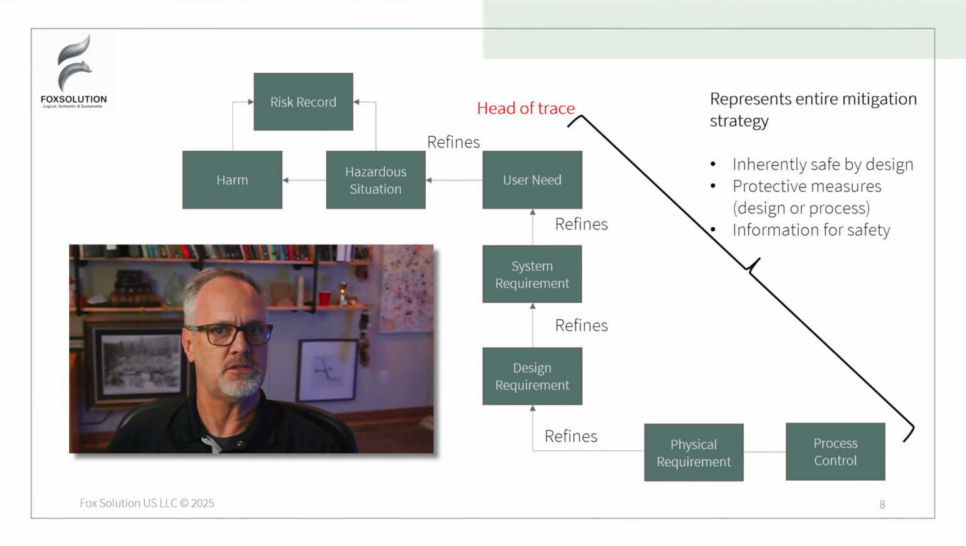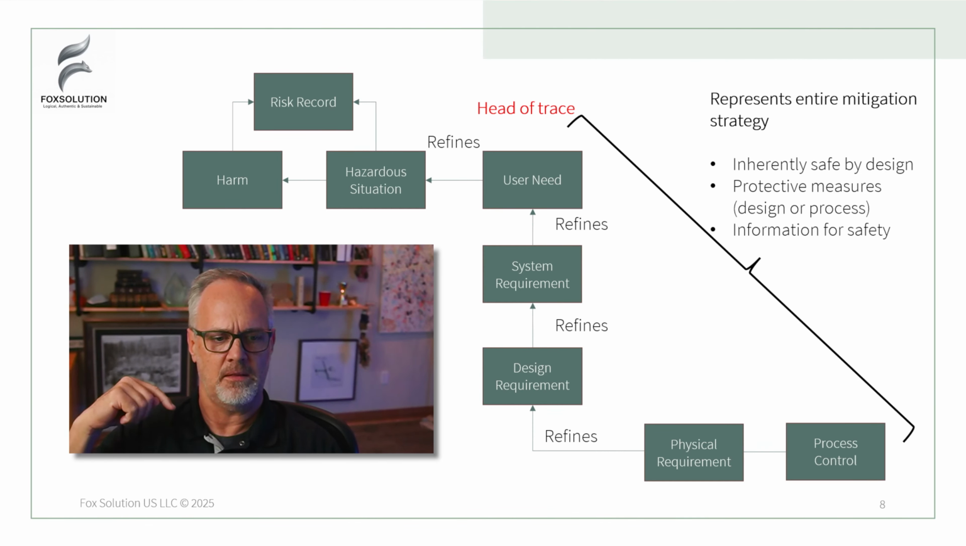And the user needs are the head of that, but the system requirements really define all of the mechanisms and what the design needs to do to put us in a position where, when it ends up at the user, it's in that sterile state. So these requirements, the user needs, system requirements, design, physical, and then process controls represent the entire mitigation strategy.